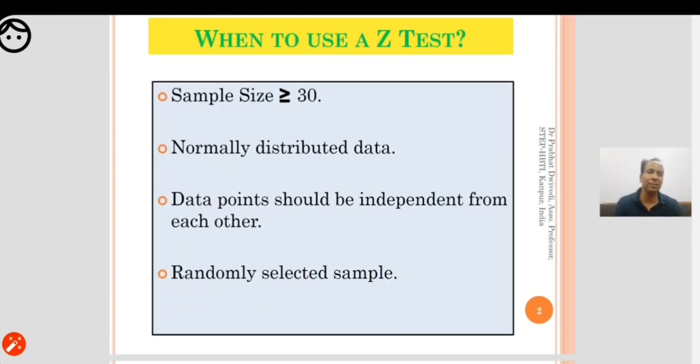What are the preconditions for the Z-test to be applicable? Just as a reminder, sample size should be equal to or greater than 30, that means a large sample. Population should be normally distributed. Data points should be independent of each other. And last but not the least, samples should be randomly selected. And if these conditions are met, we can, without any hesitation, use the Z-test.